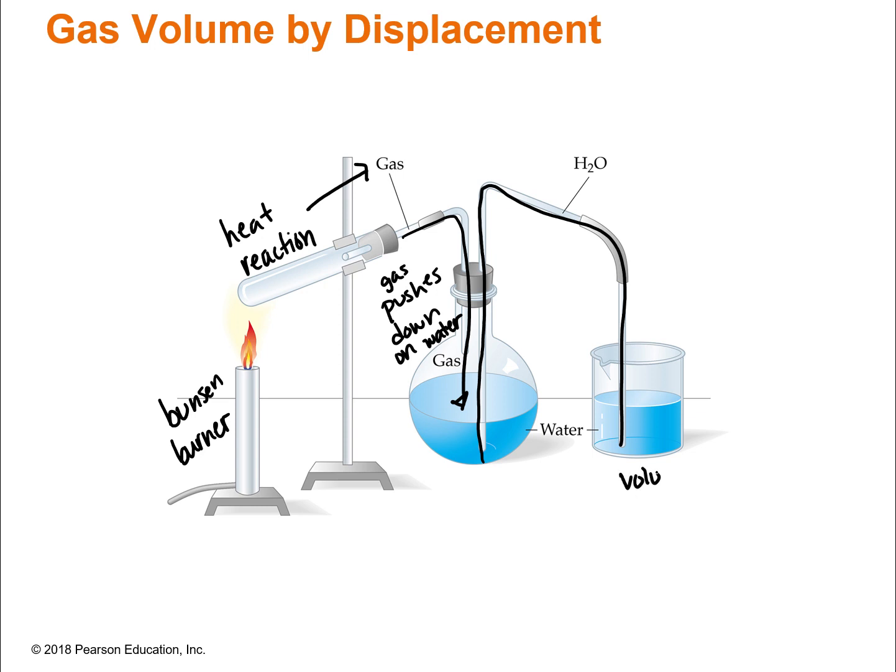The volume of water displaced into this beaker is equal to the volume of your gas. So you're displacing the water in the flask, putting that pressure down, causing the water to go up the tube and come out into the beaker.